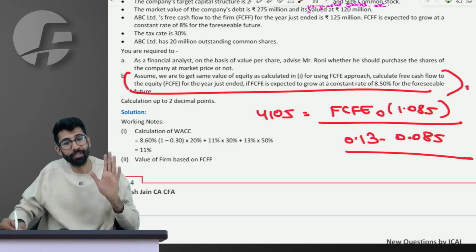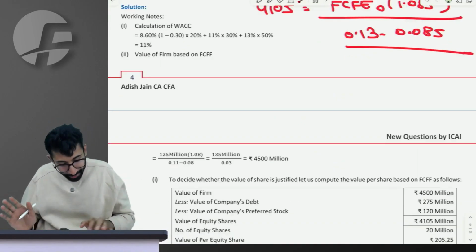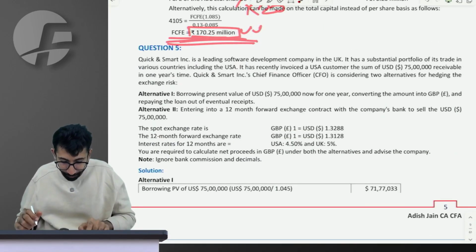Really great question, easy one. Question number 4 gets done. No ambiguity at all. Question 5.